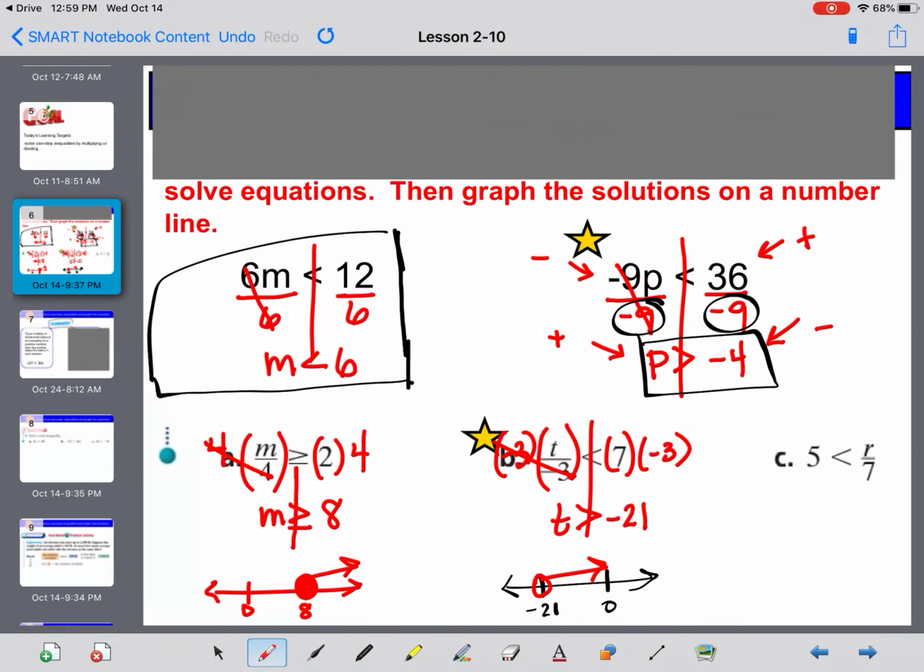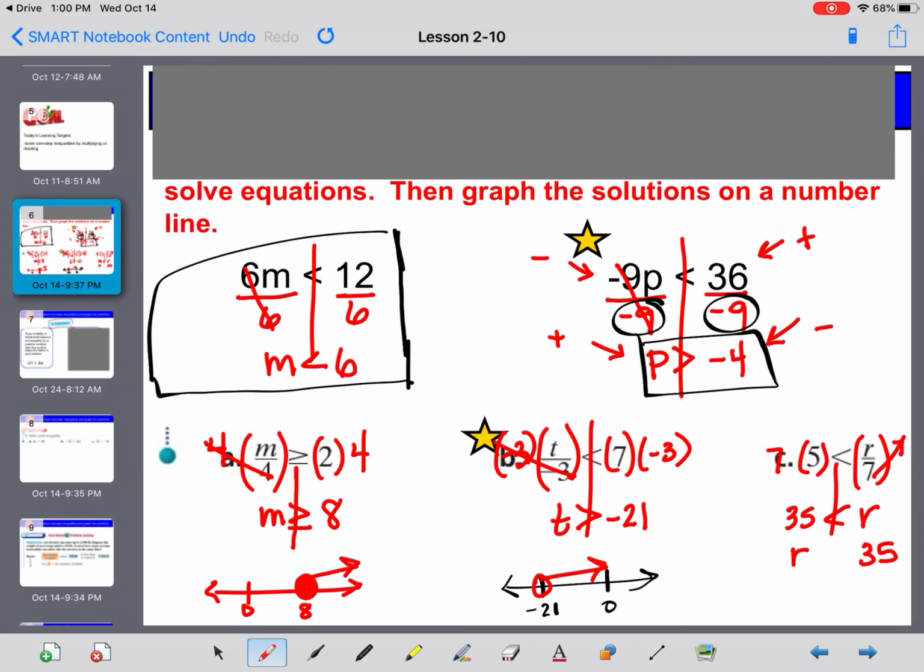Okay, letter C, the last one on this page. Let's solve this. I start on the right-hand side because that's where my variable is. I see that R is being divided by 7. The inverse of division is multiplying. 35 is less than r. Now, we're not done there because we have to put the variable on the left. Like this is an answer, but it's not in the proper format. So let's put r here and 35 here.